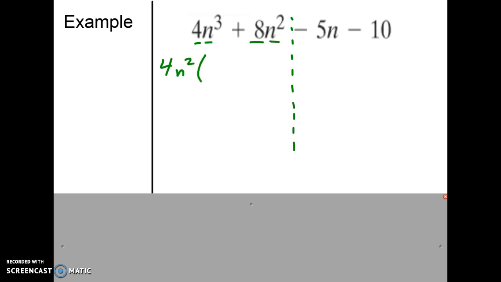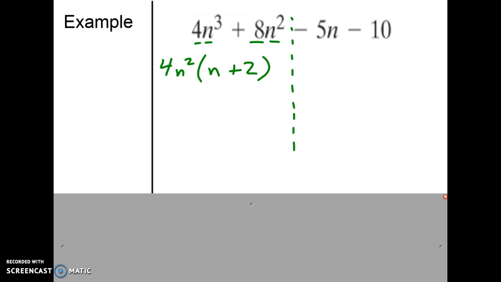So the only thing left from the 4n to the third would be n, and the only thing from 8n squared would be 2. We get that by saying, okay, 8n squared divided by 4n squared, what do we have left? We have just the 2, because the n squared was factored out. 8 divided by 4 would be 2.